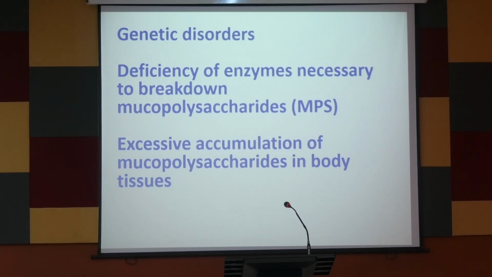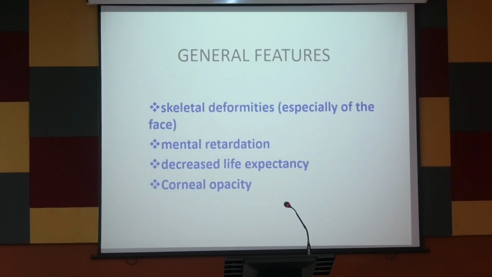Now, these are genetic disorders, they are called MPS. The necessary enzyme is missing. Excessive accumulation of mucopolysaccharide in the body tissues leads to certain disorders, certain symptoms. What are those? Skeletal deformity, bone deformation, correct? Mental retardation, low IQ, low intelligence, decreased life expectancy.